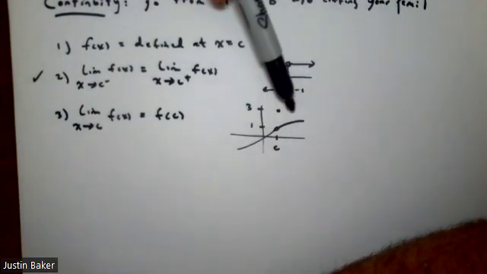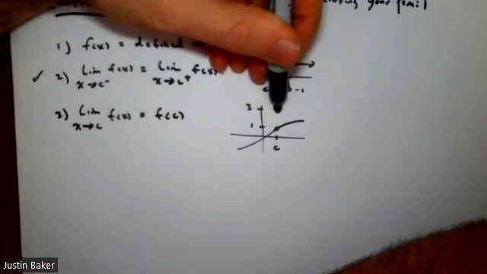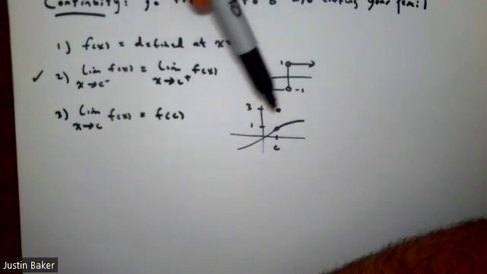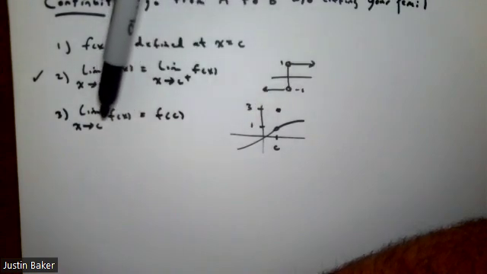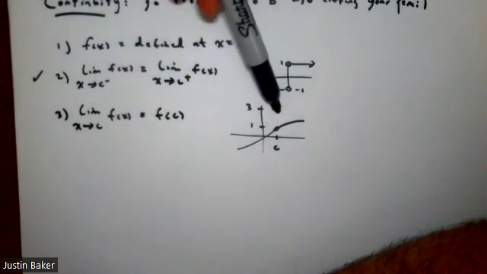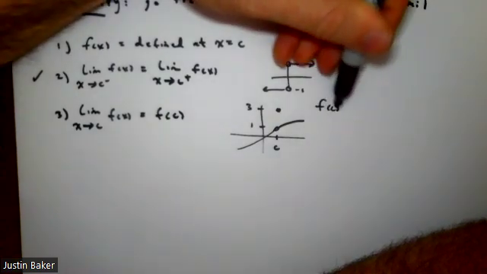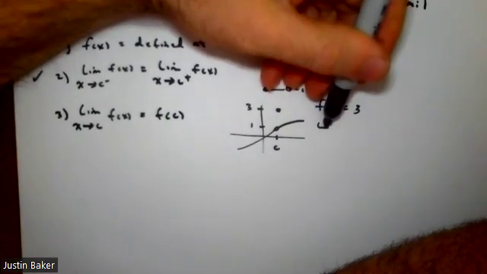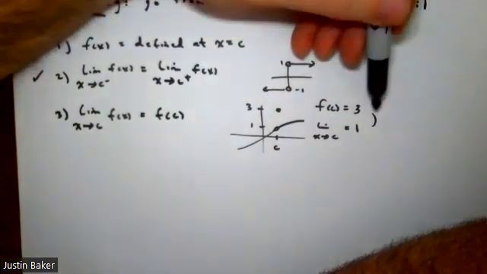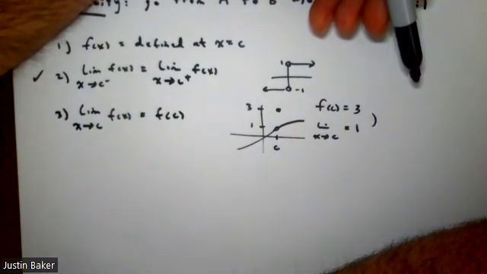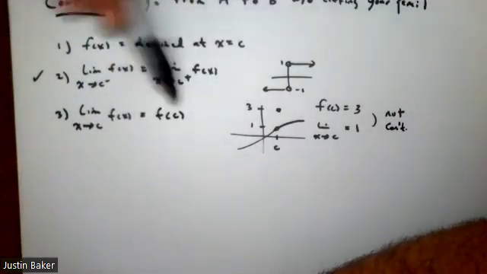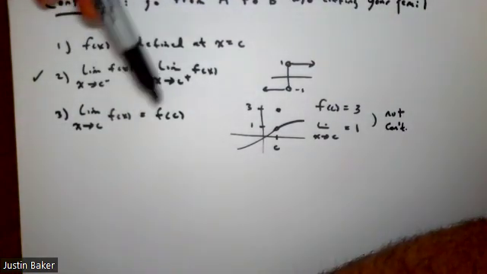This is clearly not continuous because you could not have made this whole graph. This is a closed dot up here. This is an open one. We could not have made this whole graph without lifting our pencil. So does the limit as x approaches c equal f of c? Well, f of c is equal to 3. But the limit as x approaches c, that's going to be 1. And since these two things aren't the same, then this would be not continuous. So in order for it to be continuous, these two things have to be the same.